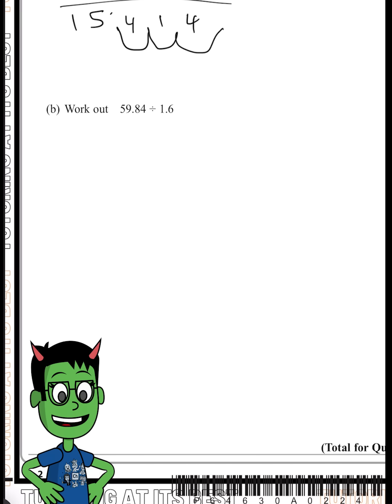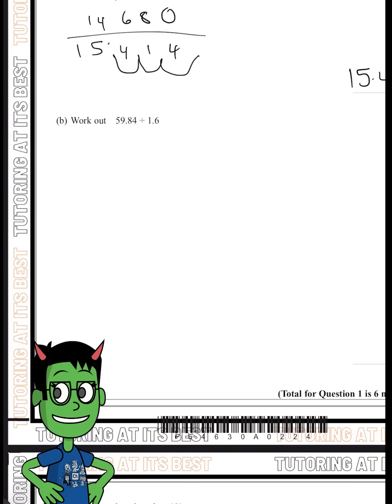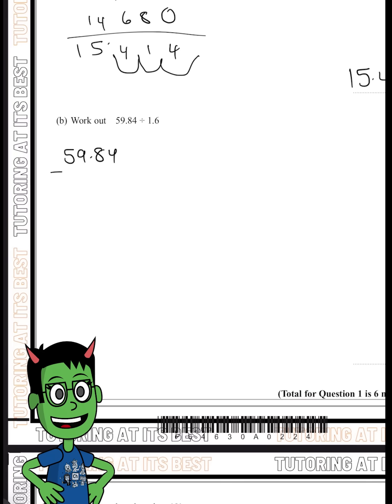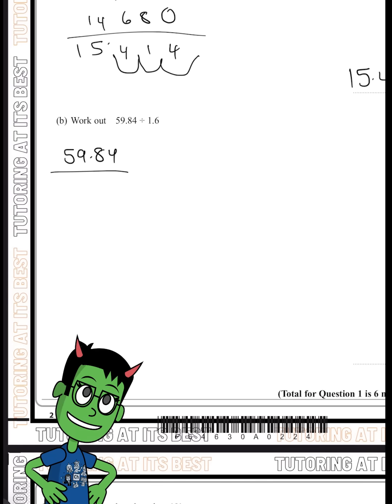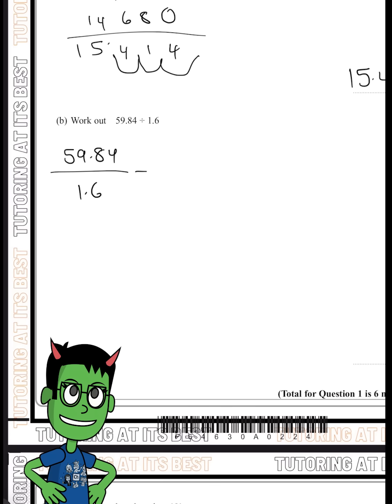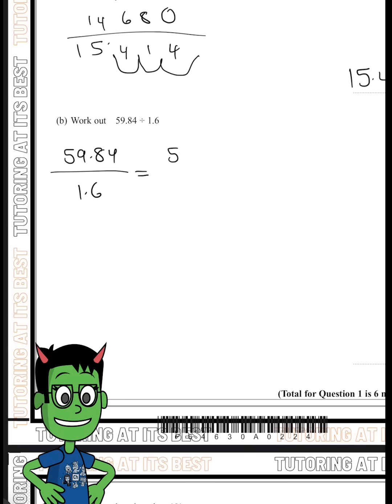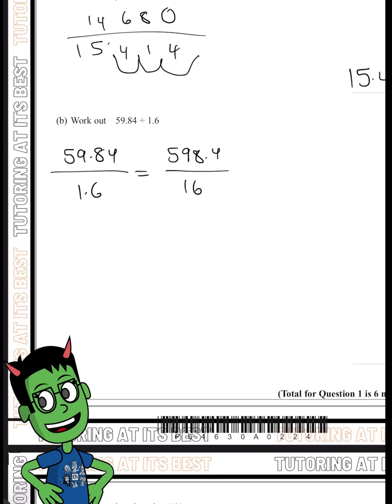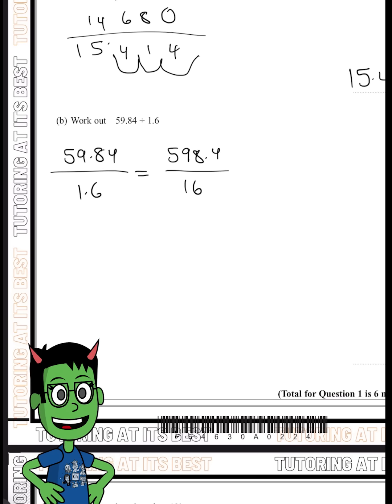Okay, let's go for part B here. And I'm going to do something very similar, but this time I'm going to just make the denominator a whole number, which means I will end up having 59.84 divided by 1.6, and then I'll go ahead and multiply it out to have 598.4 divided by 16. So I just times both numbers by 10.